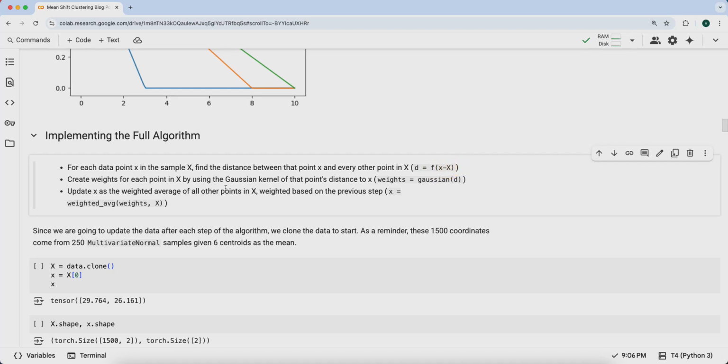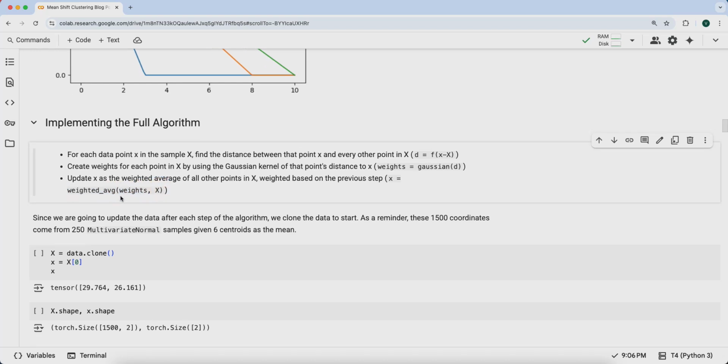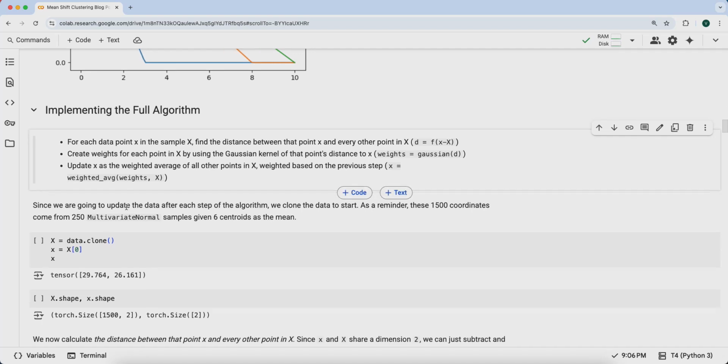We then create weights for each point in big X by using the Gaussian kernel of that point's distance to x. So our weights is equal to the Gaussian given the input of these distances. And then we update x as the weighted average of all other points in big X, weighted based on the previous step. So x is some weighted average function which takes in the weights and takes in the data points X. Okay, so that is a snapshot of our algorithm.